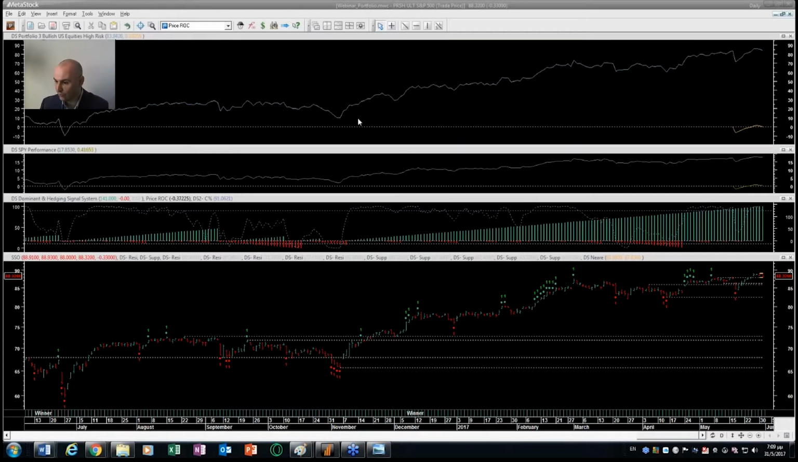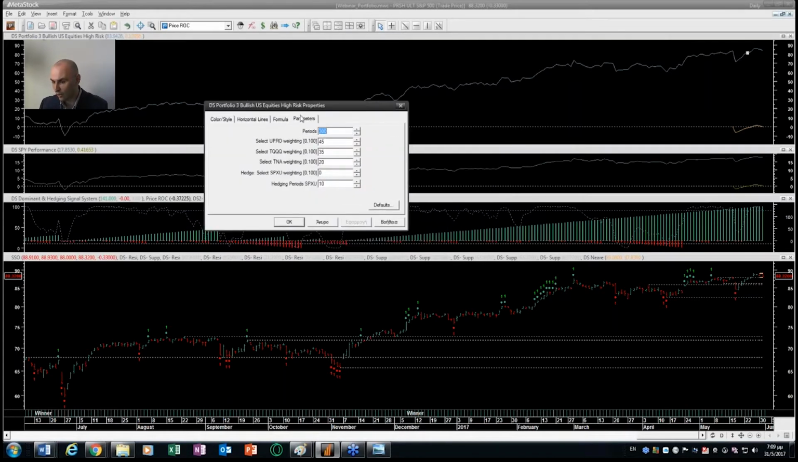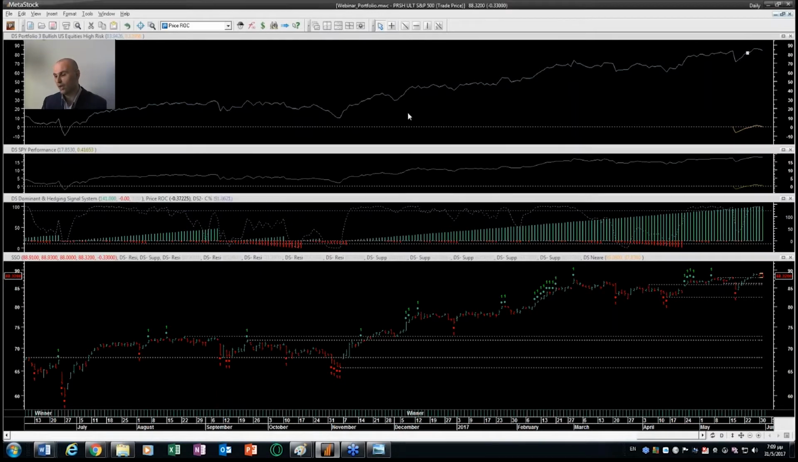Okay, so this is from DomiStock, and this is one of the built-in portfolios that DomiStock offers. Let me show you. Now, this is a portfolio. We're going to talk about it in a minute and explain how we use it. Through this portfolio, I'm going to present to you as much as I can from this very big MetaStock add-on.